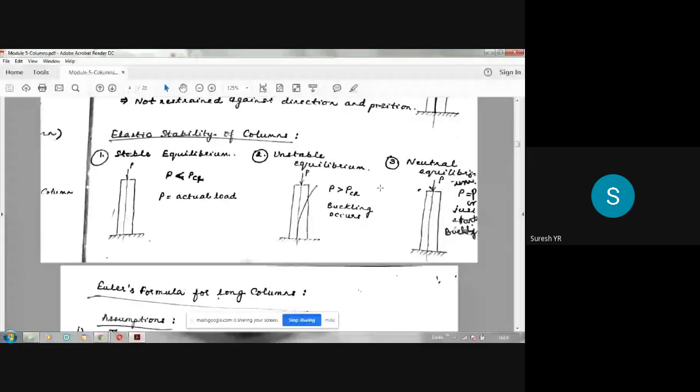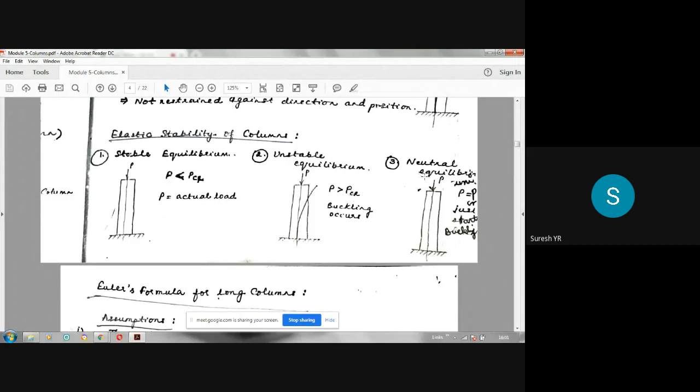Unstable means the load acting on the column increases and is more than the strength of the column, so naturally it fails. It buckles like this. See, here there is no buckling, but here it buckles. Buckles means it started failing. That means it's unstable. When the actual load P is greater than the strength, then it is unstable.